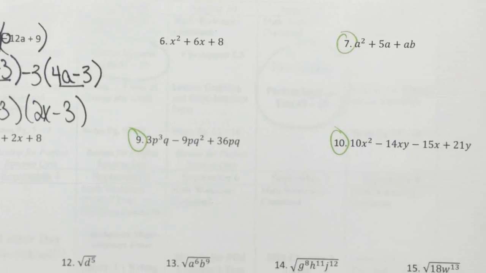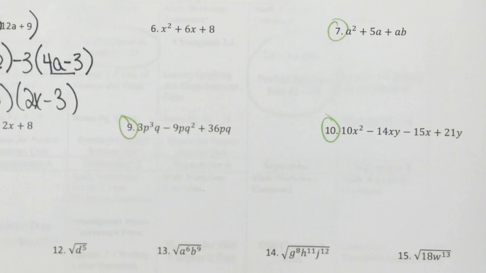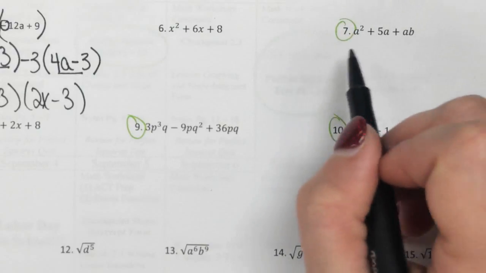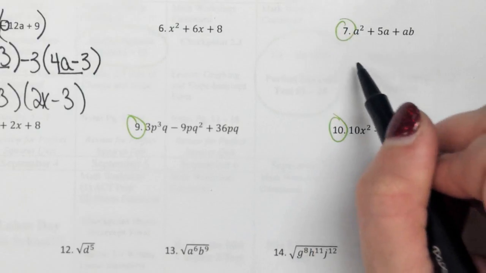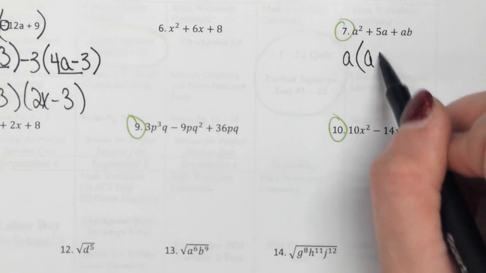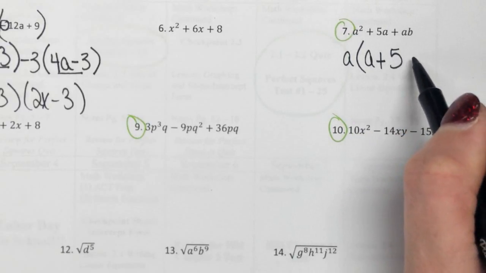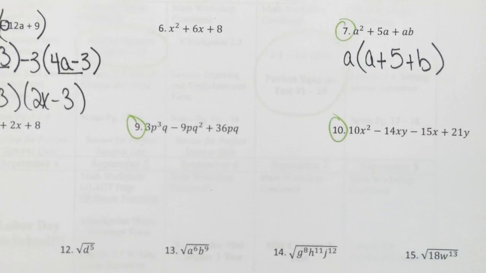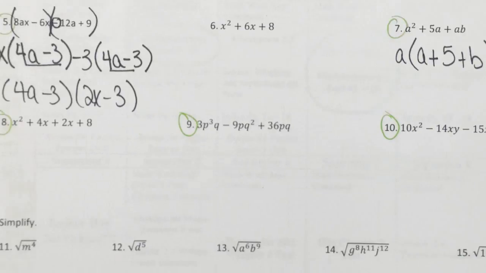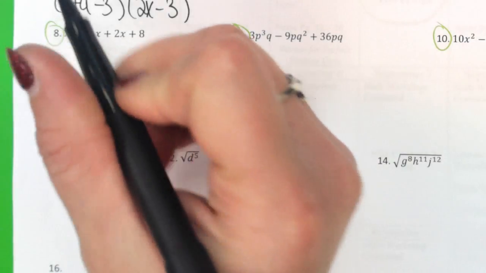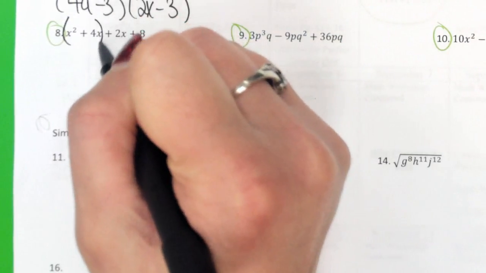Alright, what about number 7? How many terms does number 7 have? 3. So what do we do when we have 2 or 3 terms? GCF. What's the GCF here? A. That leaves me with what inside? A plus 5 plus B. There you go. You gotta make sure you keep those signs. Don't change it to multiplication. Y'all okay with that one? Alright, what about number 8? How many terms does number 8 have? 4. So we gotta do group. There you go.